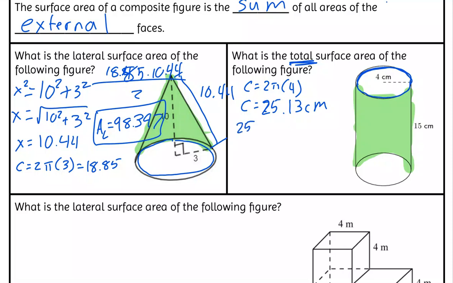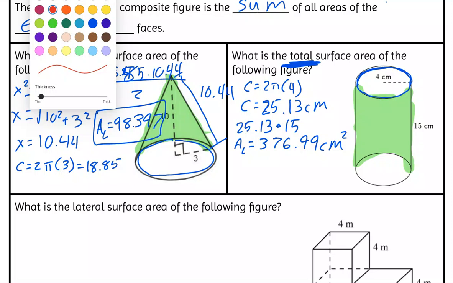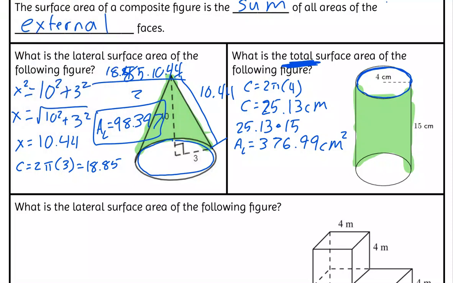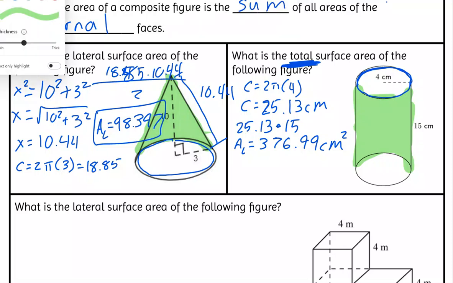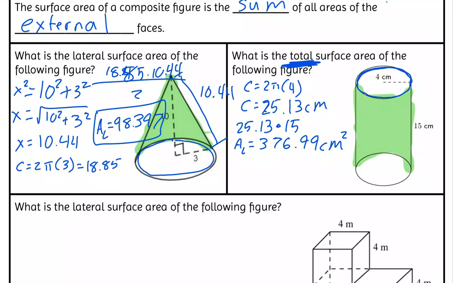Okay, now to find all of the green area, what I'm going to do is take 25.13, and I'm going to multiply it by 15. So when I do that, I end up getting the total lateral surface area is 376.99 centimeters squared. Okay, so this right here is my lateral surface area, but they asked for total area. So now what I need to do is find the area of this shape, or of the circle right up at the top.